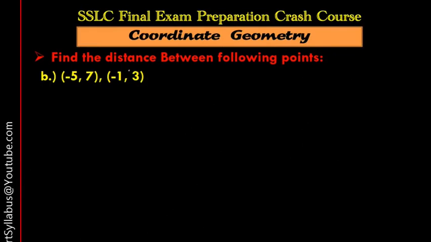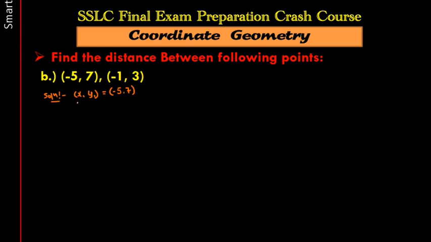Find the distance between the following points. The points are (minus 5, 7) and (minus 1, 3). Solution part. First compare the points with x1 y1, x2 y2. x1 y1 is minus 5 and 7. Similarly x2 y2 is minus 1 and 3. Now write the distance formula.